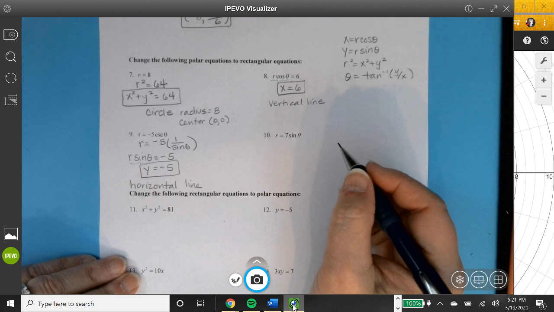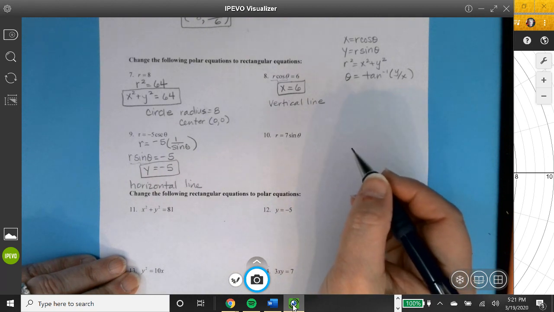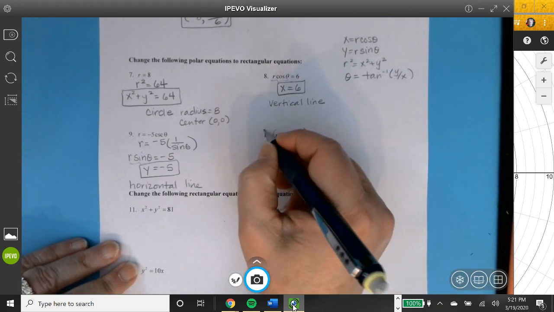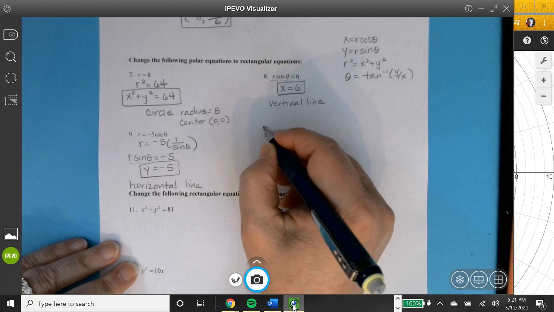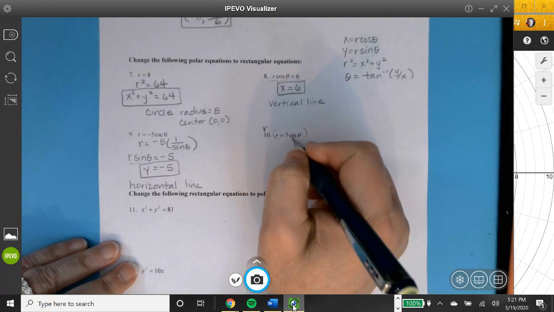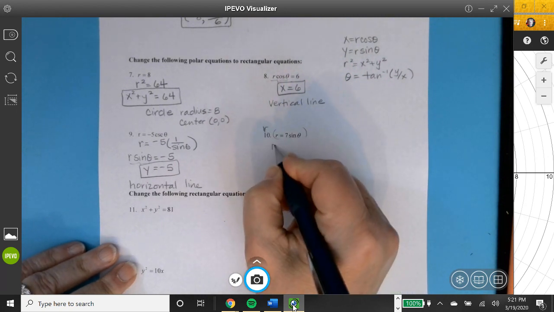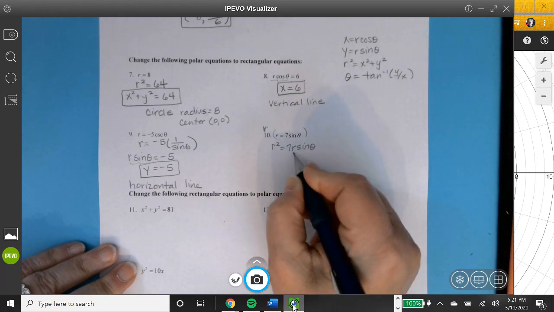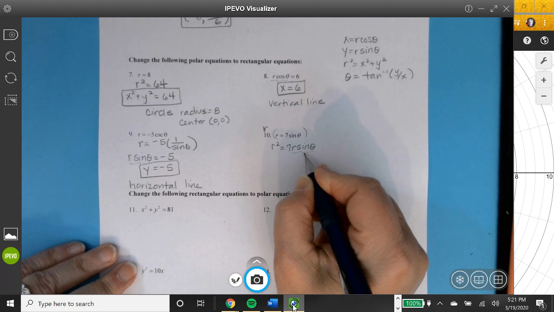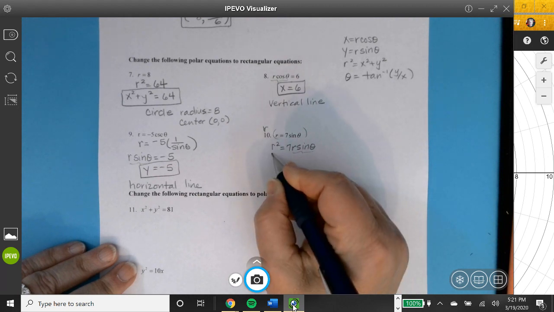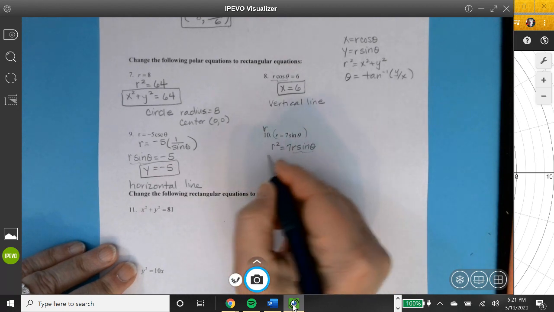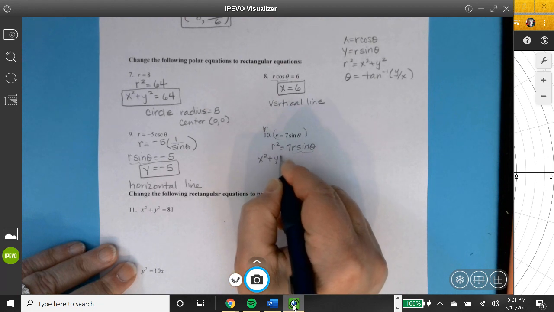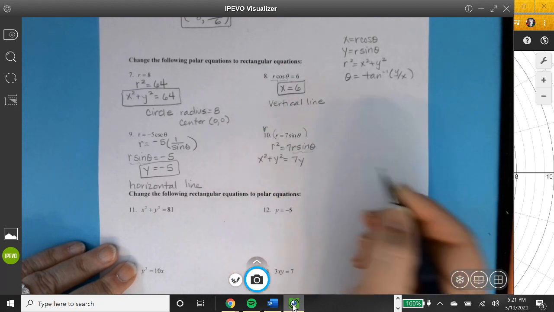Okay, let's try this next one. This one's a little bit more challenging. So what I do is I multiply everything by r. Now the reason I do that, both sides by r, is because if I multiply by r, I'm going to get r squared here equals 7r sine theta. And I know what this is here. This is y, and this is x squared plus y, right? X squared plus y squared. So we get x squared plus y squared equals 7y.